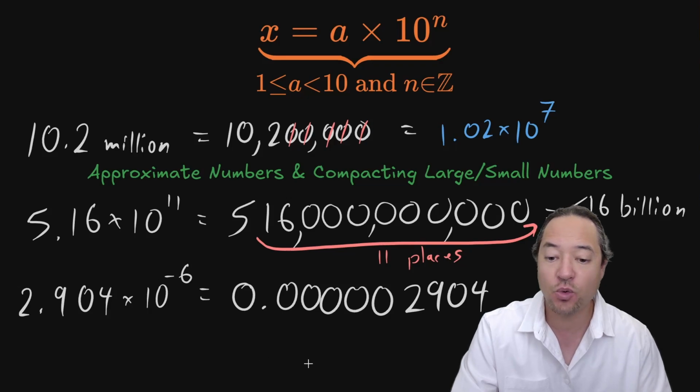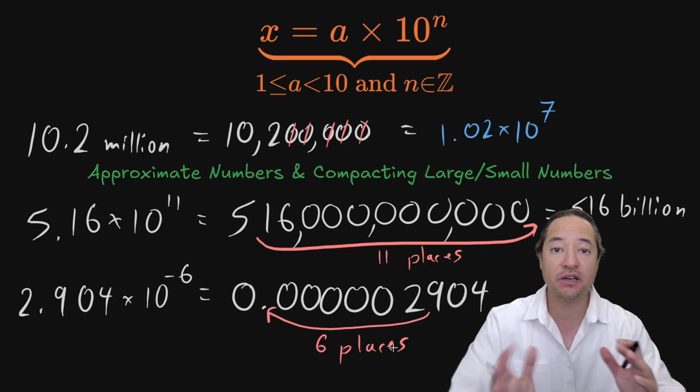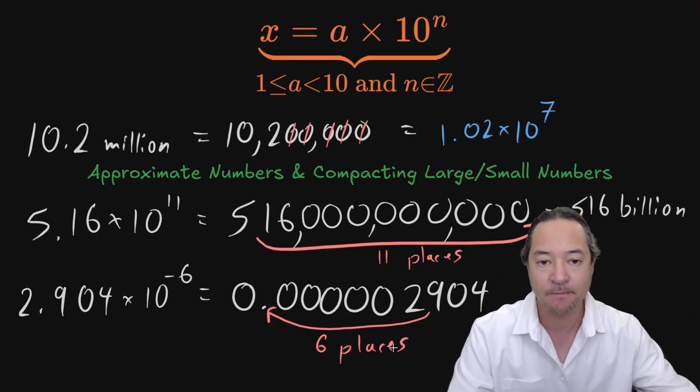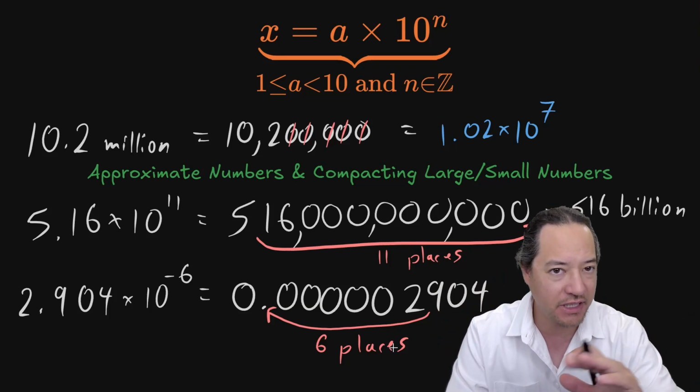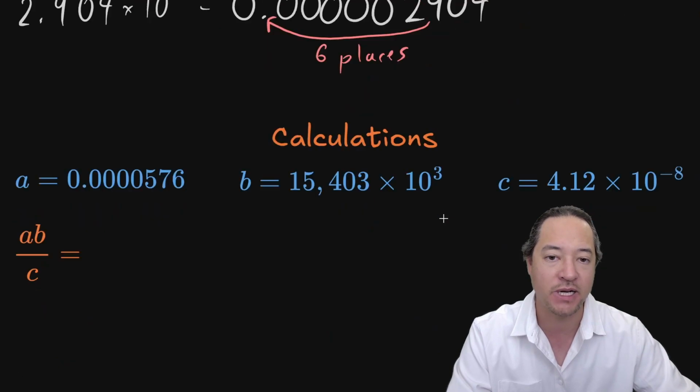And now this one's a negative number. So actually what we did is we moved the decimal point. It used to be here, and then we moved it to the left 6 places, okay? And so that's how we can convert between a decimal expansion and scientific notation. Let's look at a few calculations. We'll see scientific notation makes calculations easier as well.